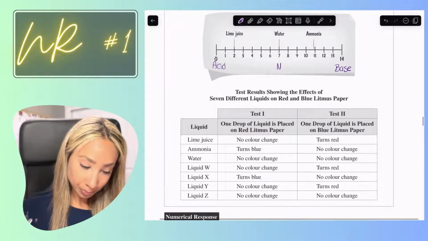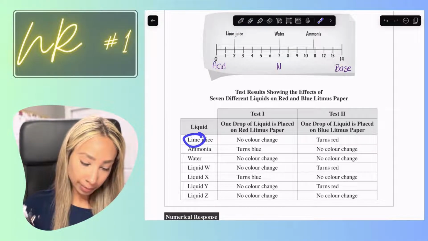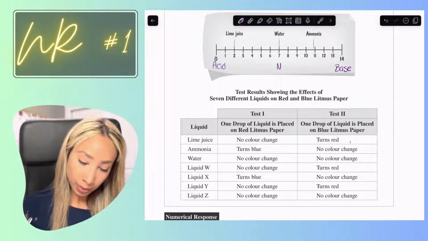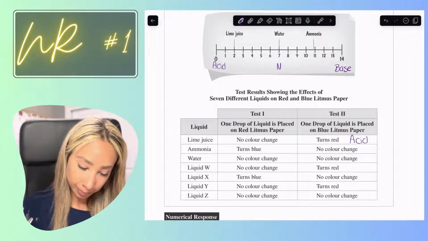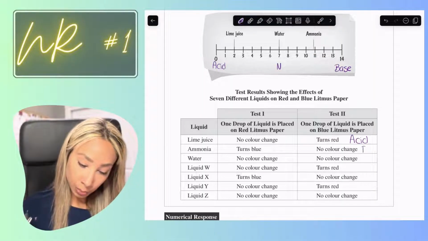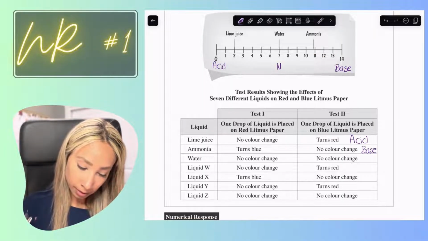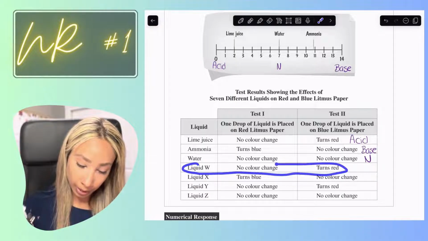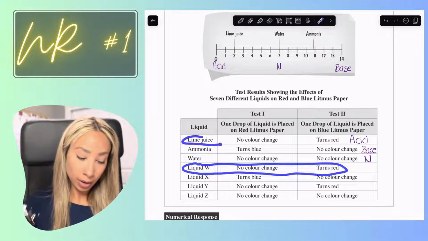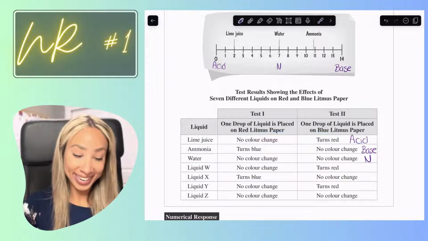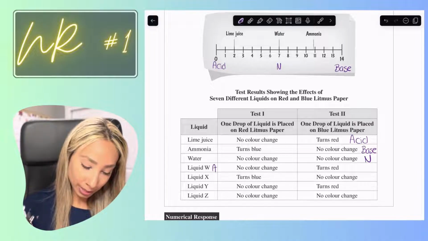We know when we have our lime juice, there's no color change and the litmus paper turns red. Well, we know that means that this is going to be an acid. When we look at ammonia, ammonia is pretty high on that pH scale. So we know that this is going to be a base. With water, we know that that's going to be neutral. Liquid W, okay, so liquid W is turning red. Well, where have we seen this before? We've seen it before up here where our litmus paper turned red. So in that case, we know that this one's going to be an acid.